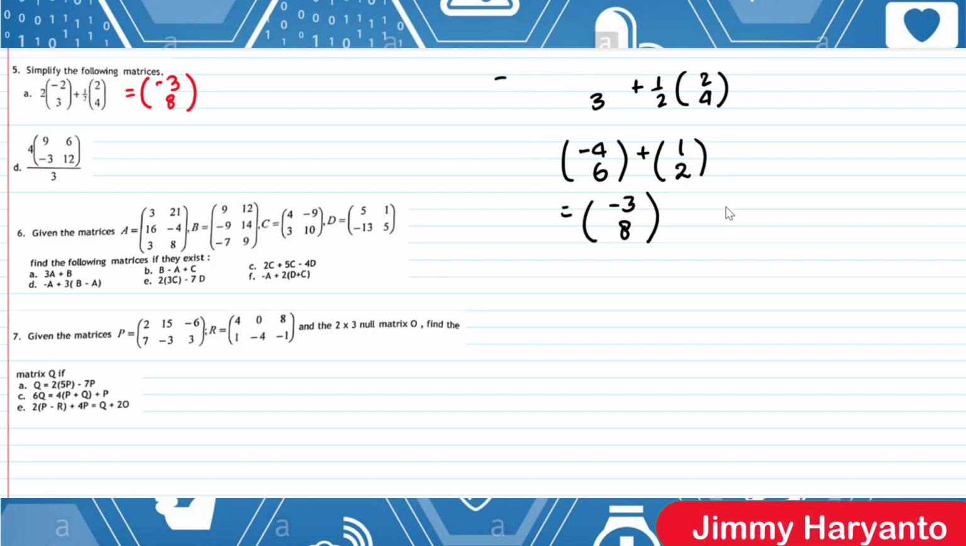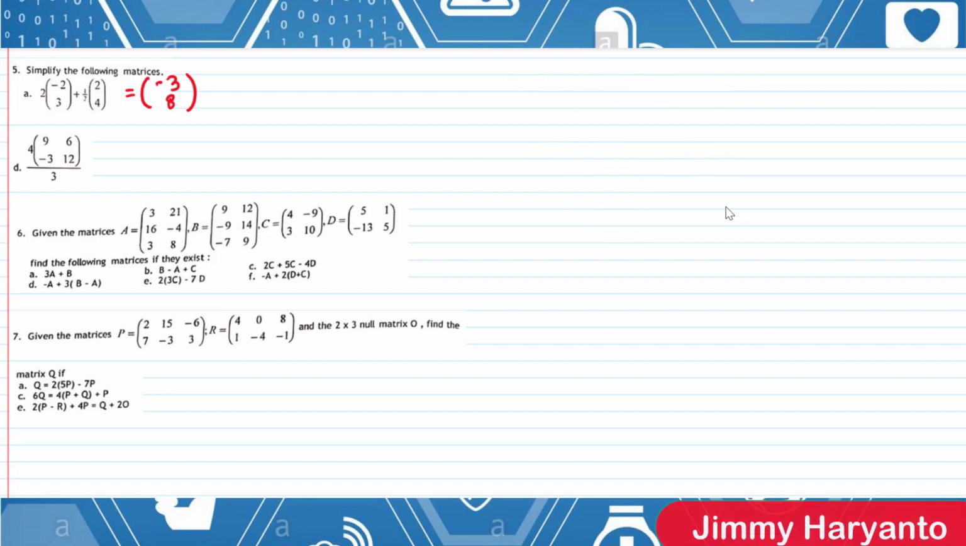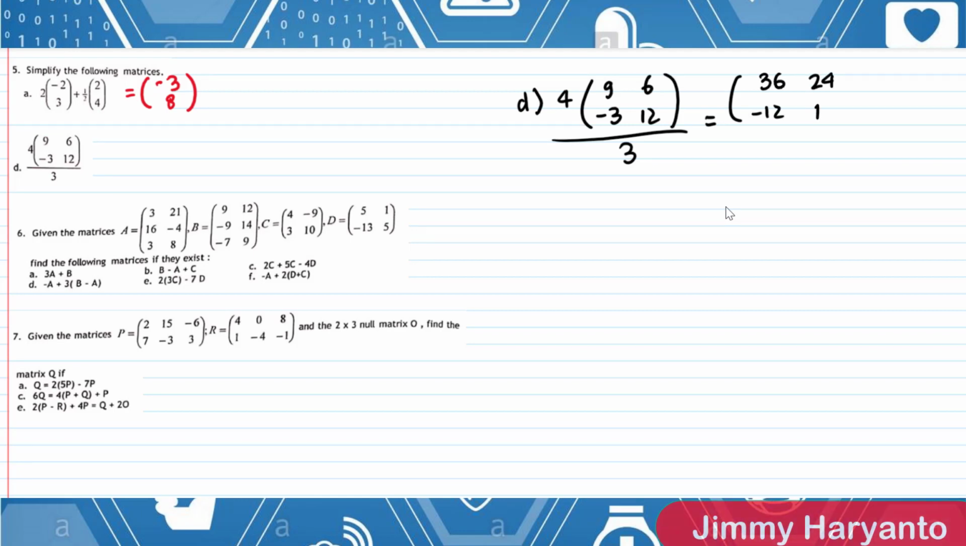The second one, 5D. For 5D we have division and multiplication is the same, so 4 times 9, 6, negative 3 and 12 over 3. Maybe we can multiply them first, so we have 36 and then 24, negative 12 and then 48 divided by 3, and the result will be 12, 8, negative 4 and 16. Okay, this is the result for 5D.